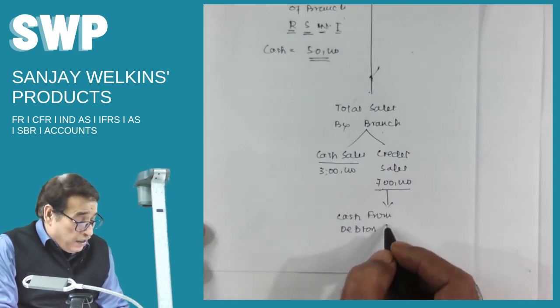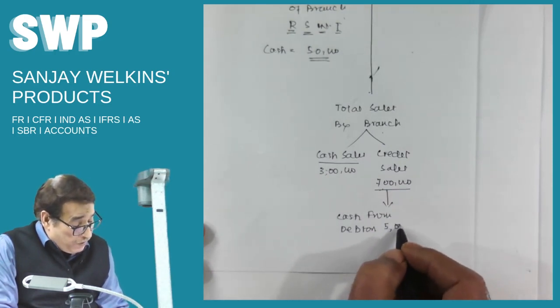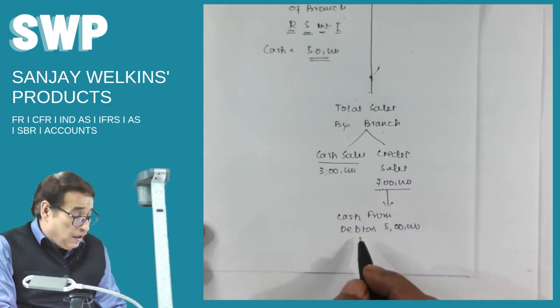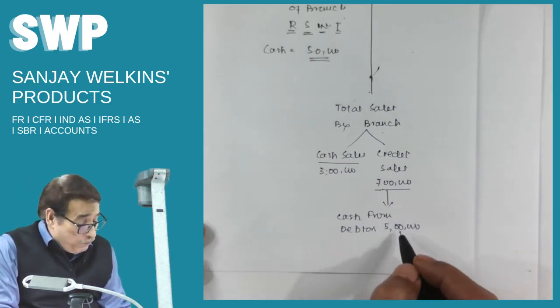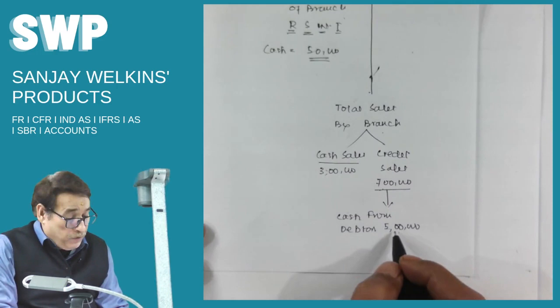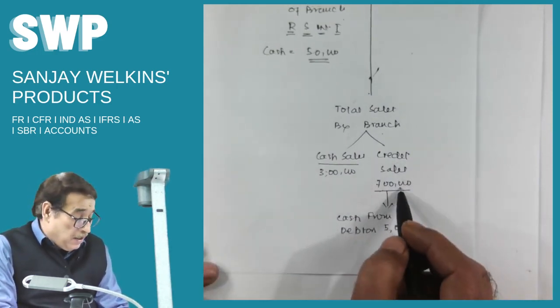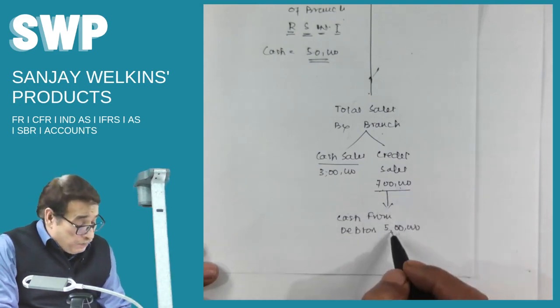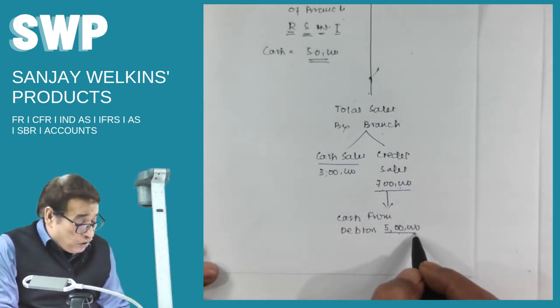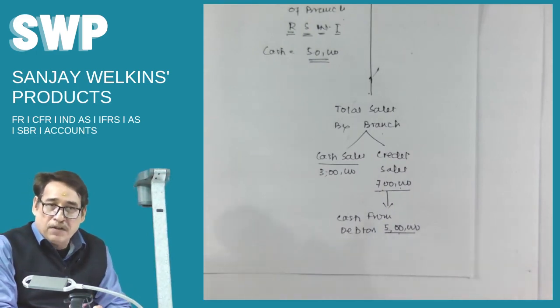Out of this 7 lakh, let us say we were able to receive 5 lakh. Are you getting my point or not? We were able to receive 5 lakh from the debtors. Is it clear to you or not? That means total credit sales were 7 lakh. But out of that, I have received 5 lakh worth of cash from the debtors. Is it clear to you or not? Yes, sir.